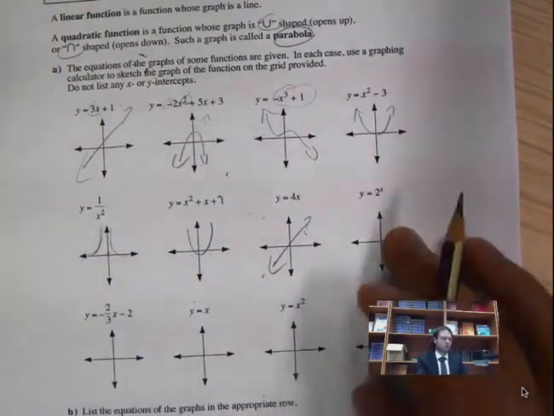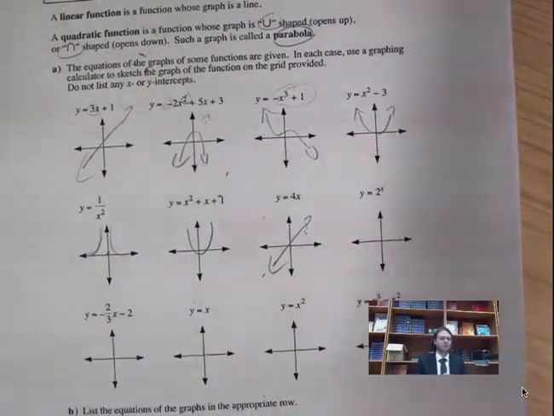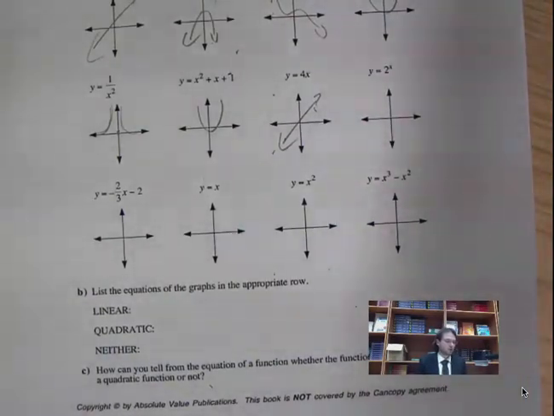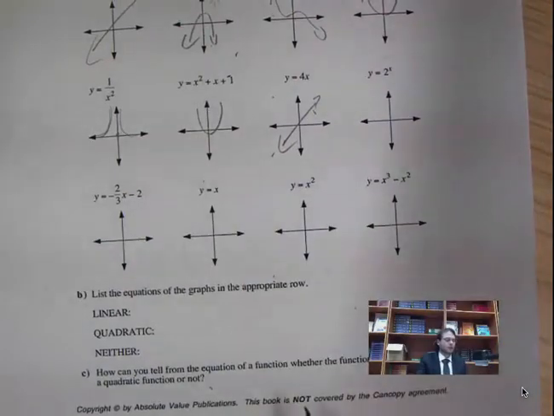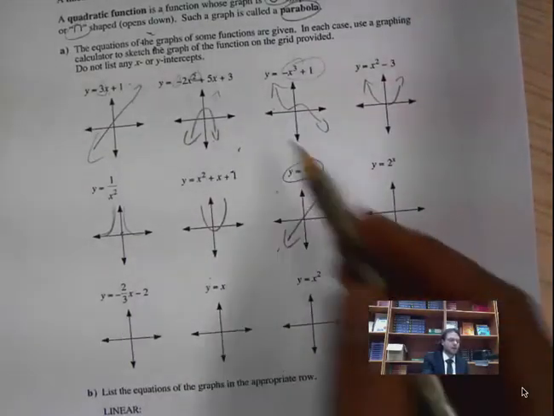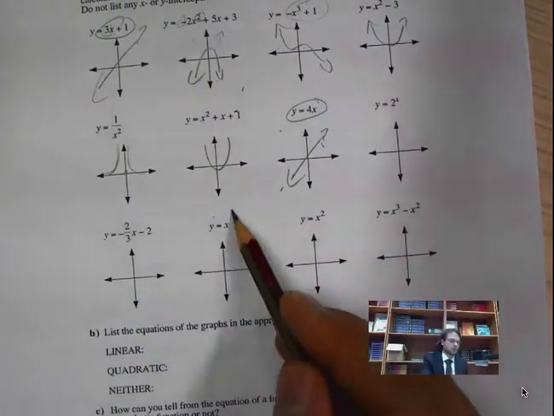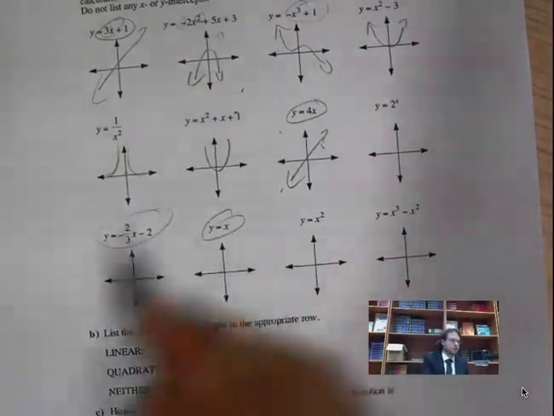So now I want you to just fill out all of these here. Fill out the rest of them. Just graph in the calculator, fill out the rest. So it says list the equations of the graph in the appropriate row. So which ones are linear? So which equations here are linear? The linear are the ones that just have an x. Okay, so this will be linear as well. This here will be linear.